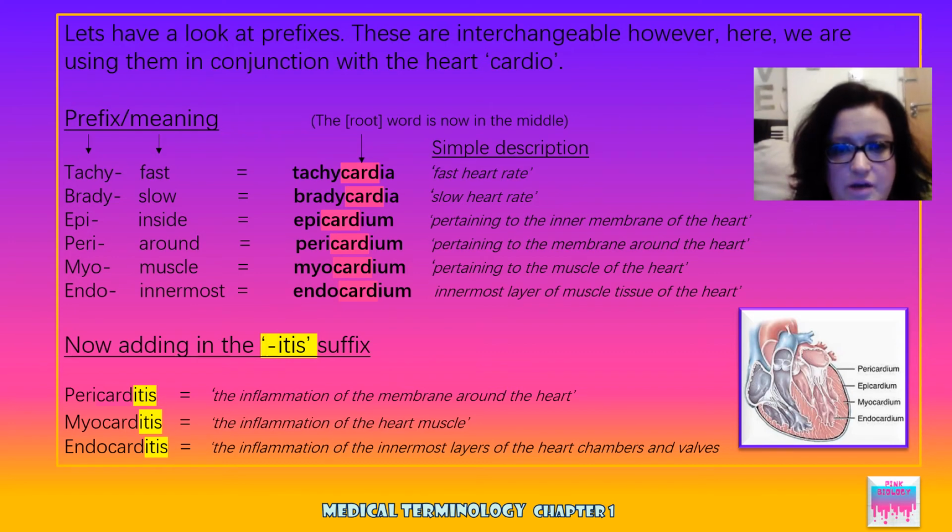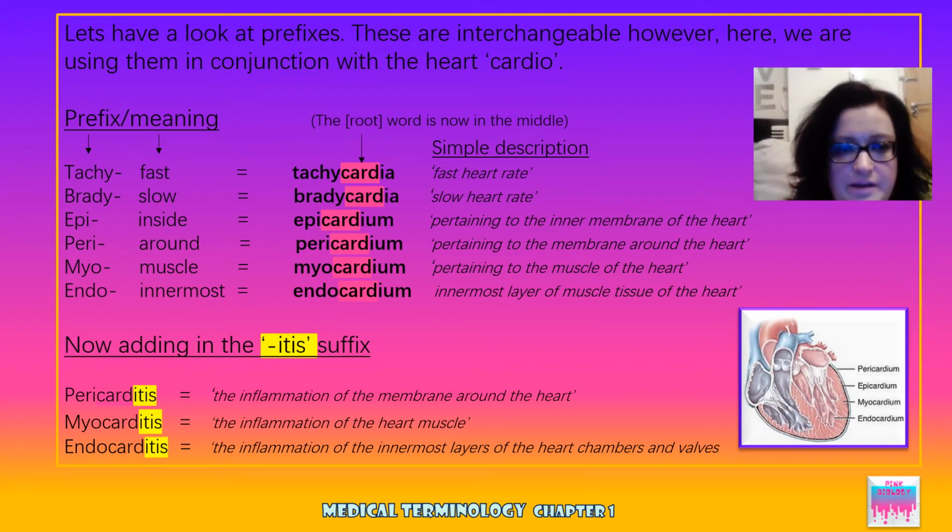Just to note that when you put card, as in the previous slide, the card from cardio, you take away the O and you have to put on something at the end. You can't just say tachycard. It has to have either IA or IUM or another suffix. Okay, so Brady means slow. So when you put bradycardia, you're saying slow heart rate. So that's on an ECG, you'd have lots of gaps between the peaks.